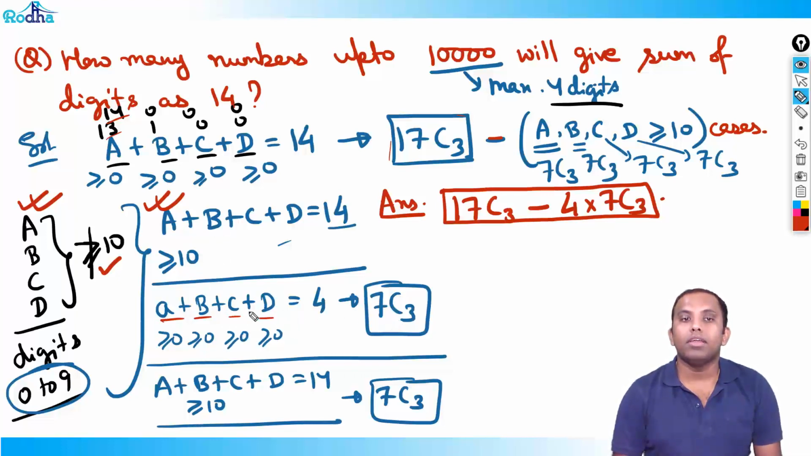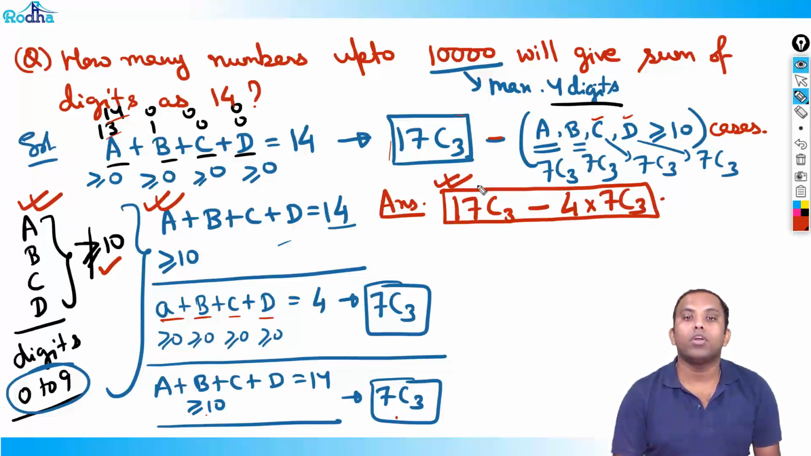Okay, similarly for a at least 10, 7C3 cases. Similarly for b greater than or equal to 10, again the same thing, 7C3 cases, right? Similarly for c, again 7C3 cases. For d, again 7C3 cases. So for each of a, b, c, d greater than or equal to 10, 7C3 cases, right? So what is the total number of cases? 7C3 into 4. So from the total number of cases, that is 17C3, I should subtract those cases where a, b, c, d are greater than or equal to 10. That is 4 into 7C3.